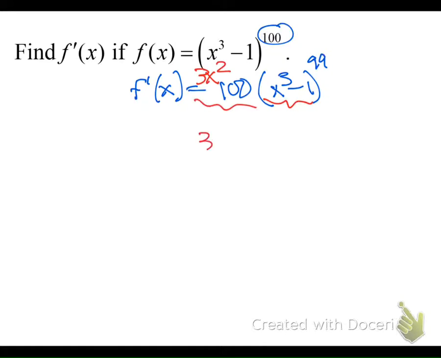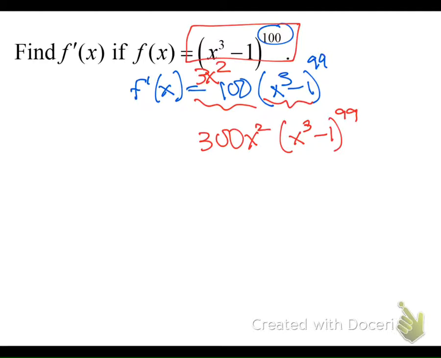3 times 100 would be 300x squared, times x cubed minus 1 to the 99th power. You certainly wouldn't want to have to do that one with a product rule because you'd have to multiply out 100 things. That would be ridiculous. Okay, so that's why the chain rule is so good. Next.